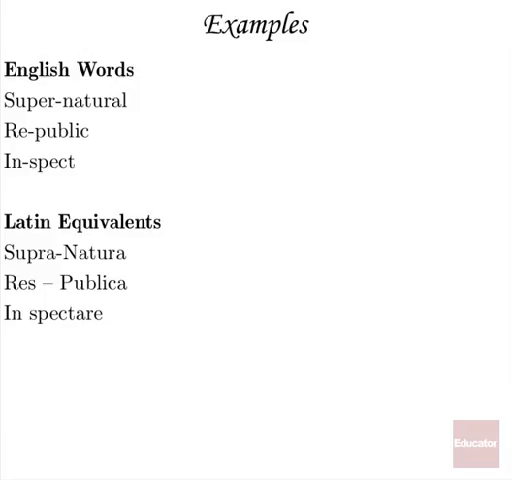Here's some more examples. You've heard the word supernatural, right? Well, I've divided that up into 2 for you. How about republic or inspect? Supernatural comes from supra natura, which means something like beyond nature, above nature, more than nature. Republic comes from 2 words put together, the res publica, which translates as the public thing. And inspect means inspectare, which means to look closely.